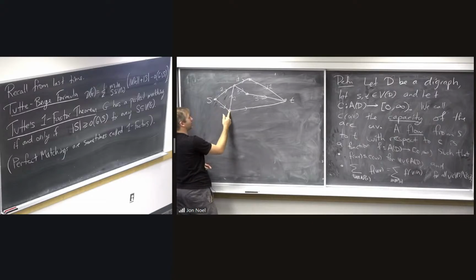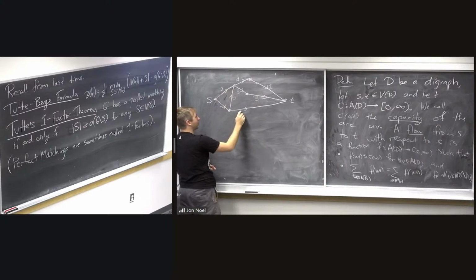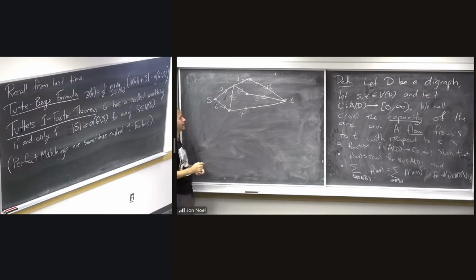Okay, that one's already got 2 coming out. Let's say I give it another 4 coming out this way. Maybe I have to send 6 this way. I'm not really dealing with the capacities here, but let's say that this doesn't violate any capacity constraint. So this would be a valid flow because at all the internal vertices, the amount of flow coming in equals the amount of flow going out.